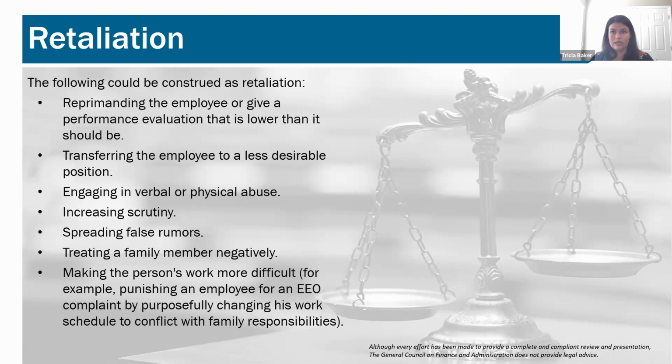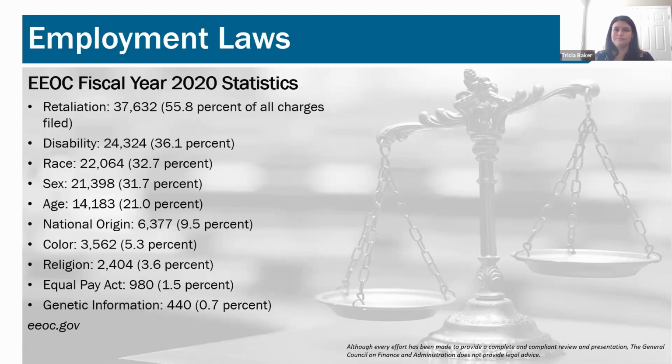Treating a family member negatively. If the employee's spouse works for the organization and they start being treated differently, that can be perceived as retaliation for an individual engaging in a protected activity. Or making their work just in general more difficult. So changing their work schedule, changing their work duties when there's not a business reason after they filed a complaint. So again, retaliation, you have to have a zero tolerance policy.